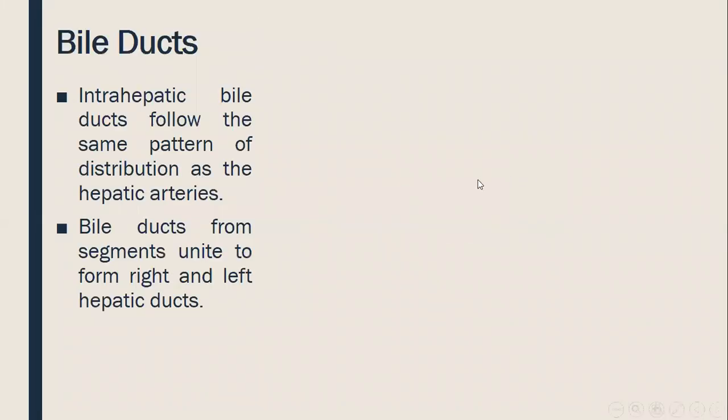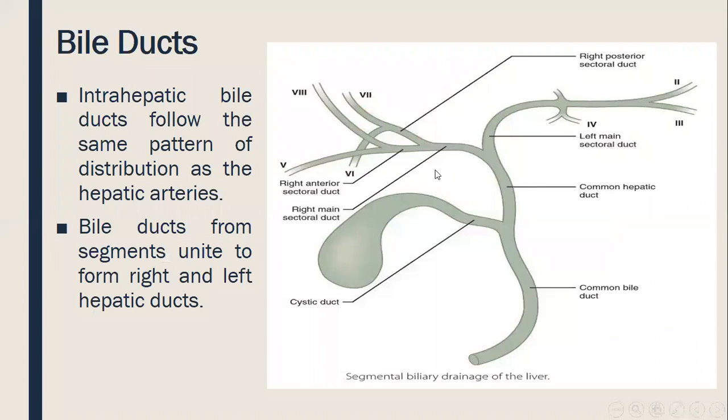Now we talk about bile ducts. We have, as you know, the intrahepatic and extrahepatic bile ducts. The hepatic ducts follow the vessel that drain the segment 2, 3, and 4, A and B. This is from the left main sectoral duct, and we have here a duct that is draining the anterior segment of the right lobe. So the ducts that are draining the posterior segments, segment 6 and 7, form the right posterior sectoral duct.